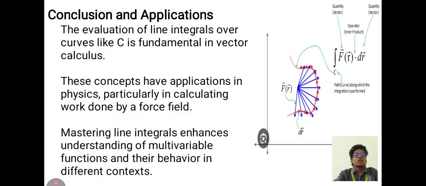Conclusion on applications. The evaluation of line integrals over curves like this is fundamental in vector calculus. These concepts have applications in physics, particularly in calculating work done by a force field. Mastering line integrals enhances understanding of multivariable functions and their behavior in different contexts.